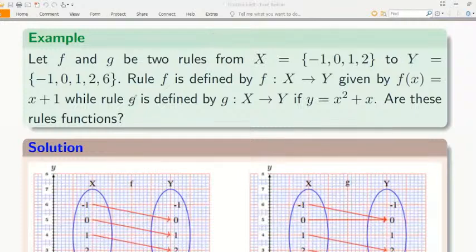Now, let me define what this rule means. We've been told that F assigns elements of X to those of Y, and is given by, this is what I'm looking at, F of x is x plus 1. What this means is that if the object is x, the image will be x plus 1. That's what it really means. If the object is x, the image will be x plus 1.